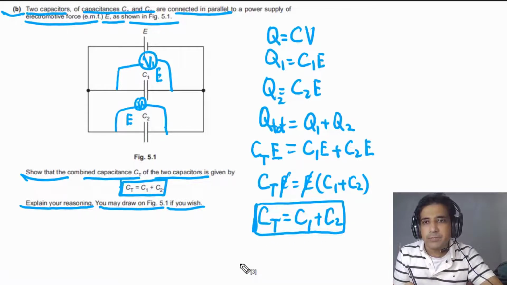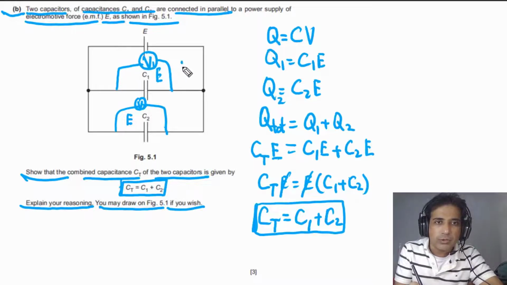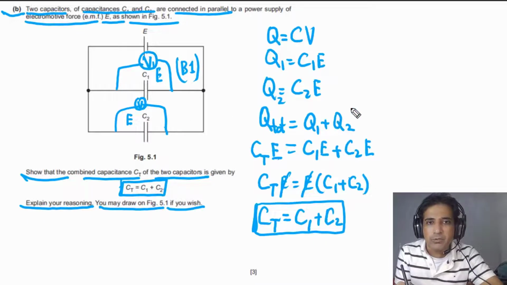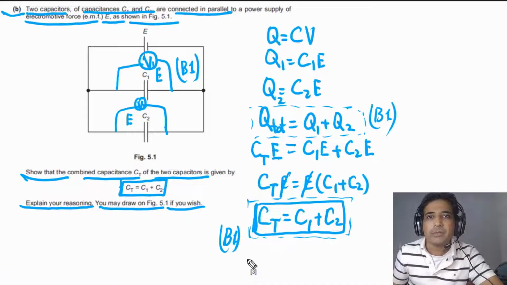If you have written this one, you will get, in this case, 3 marks. The first mark you will get if you have written the potential difference across each capacitor is equal to E, you will get 1 mark. That is 1 B mark. And the second B mark you will get if you have written this step. And the third B mark you will get if you have got the right answer. This is how marks will be awarded.